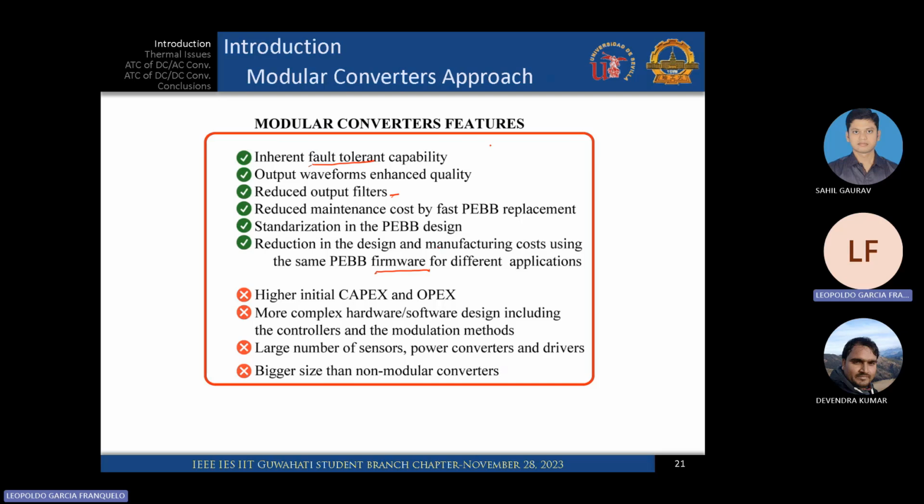But of course, not everything is positive. So we have some disadvantages. For instance, we have a higher initial capital and operation cost.